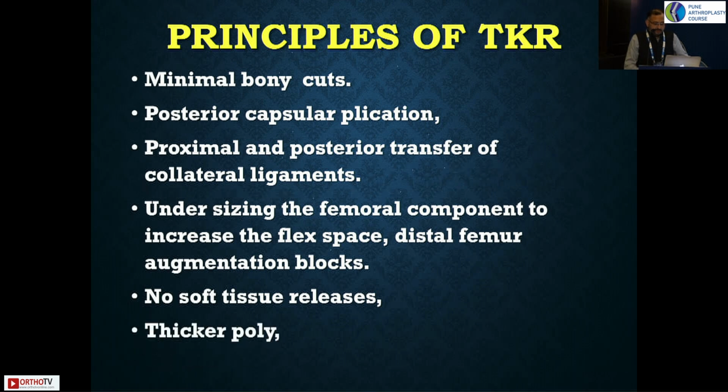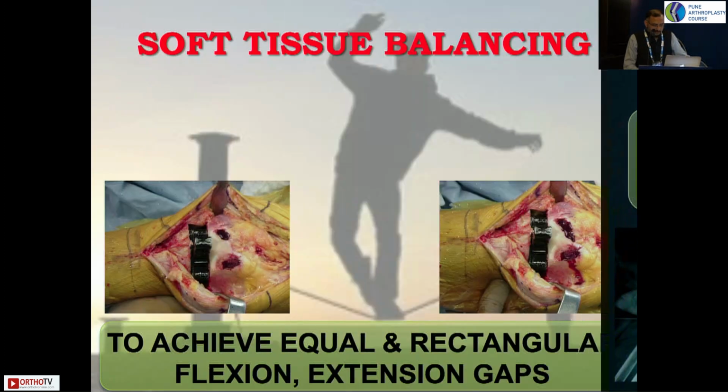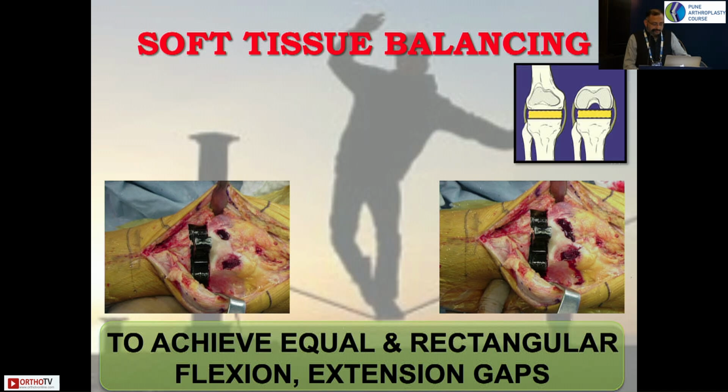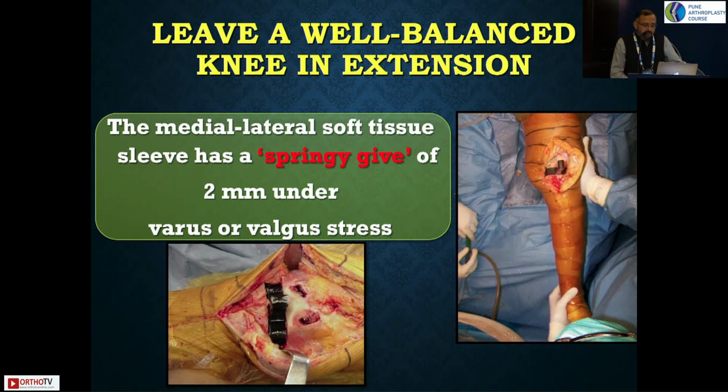You may end up with a thicker poly, and you should always have a constrained backup in your armamentarium. So minimal bony cuts, less than our 9mm standard bony cuts, is always important, because otherwise you'll end up with a very big poly in such situations. A good extension gap balancing is very important. A minimal cut on the tibia and the femur would lead to a good extension gap, and this has to be extrapolated to the flexion gap as well. So well balanced in extension, that is a springy effect, 2mm in varus valgus stress.